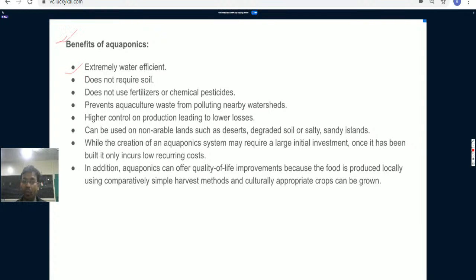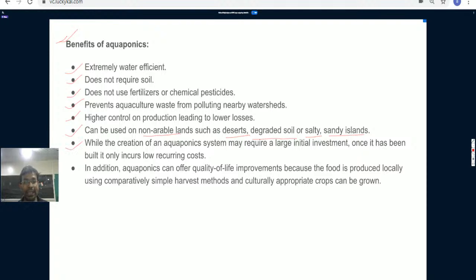It is extremely water efficient. It does not require soil. It does not use fertilizers or chemical pesticides. It prevents aquaculture waste from polluting nearby watersheds. Then, higher control on production leads to lower losses, and it can be used on non-arable lands such as deserts, degraded soil, and salty and sandy islands.